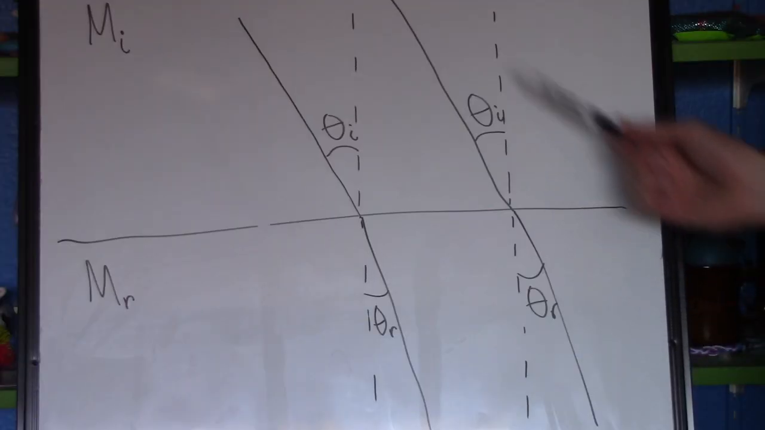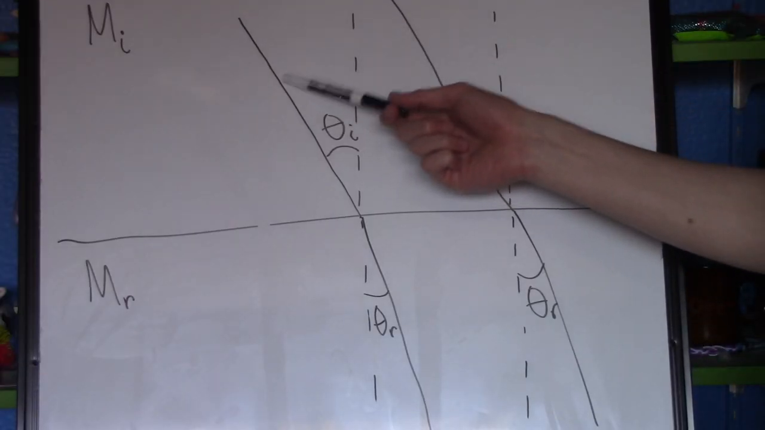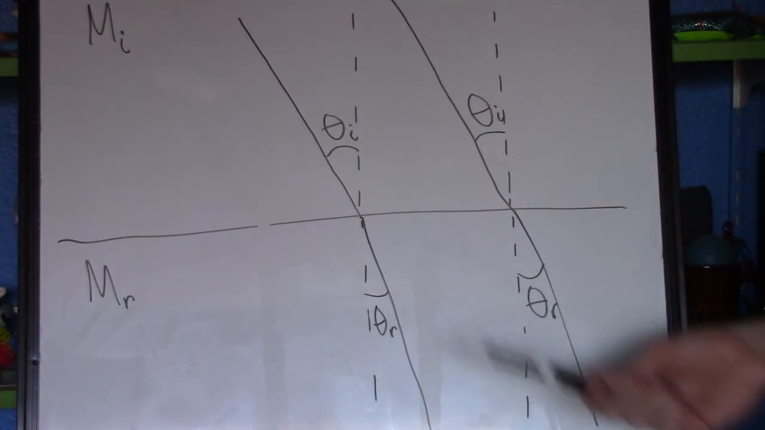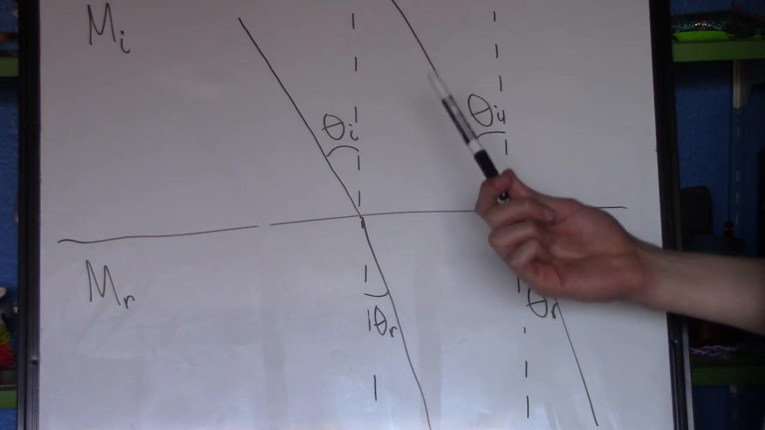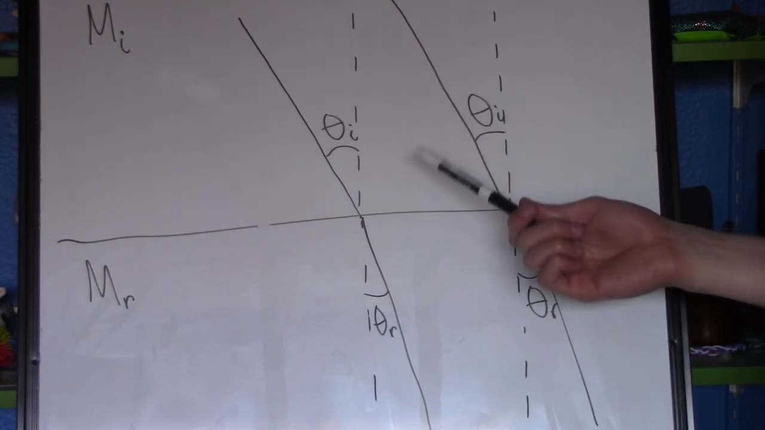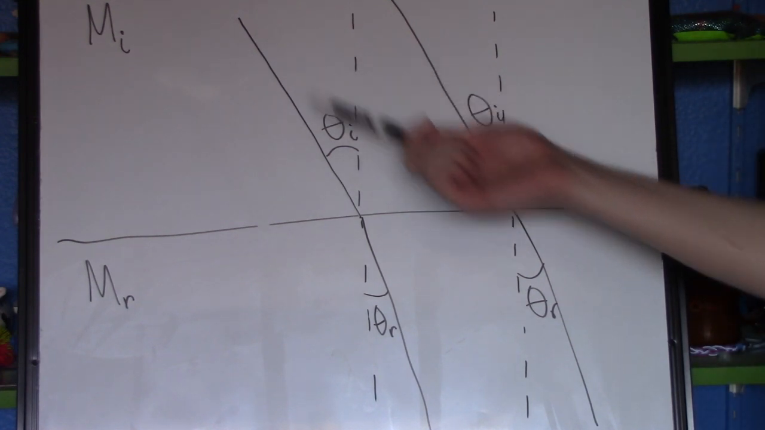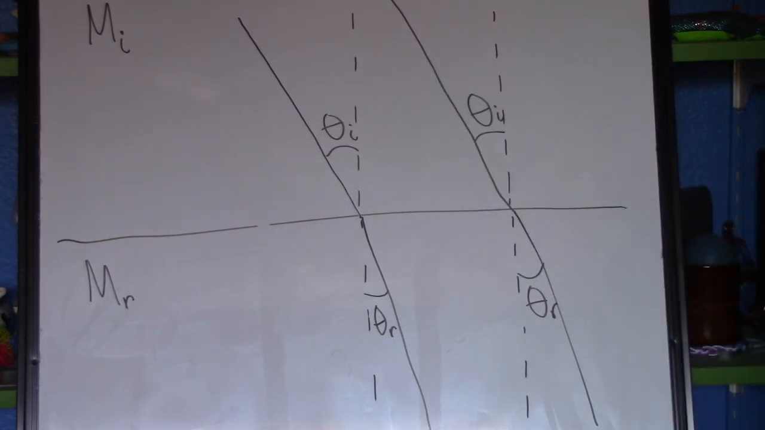Okay, so we have a couple of light rays corresponding to a plane wave in an incident medium. And you can think of these rays as being points on the plane wave that only are given dimension by the fact that they're propagating through space and time.